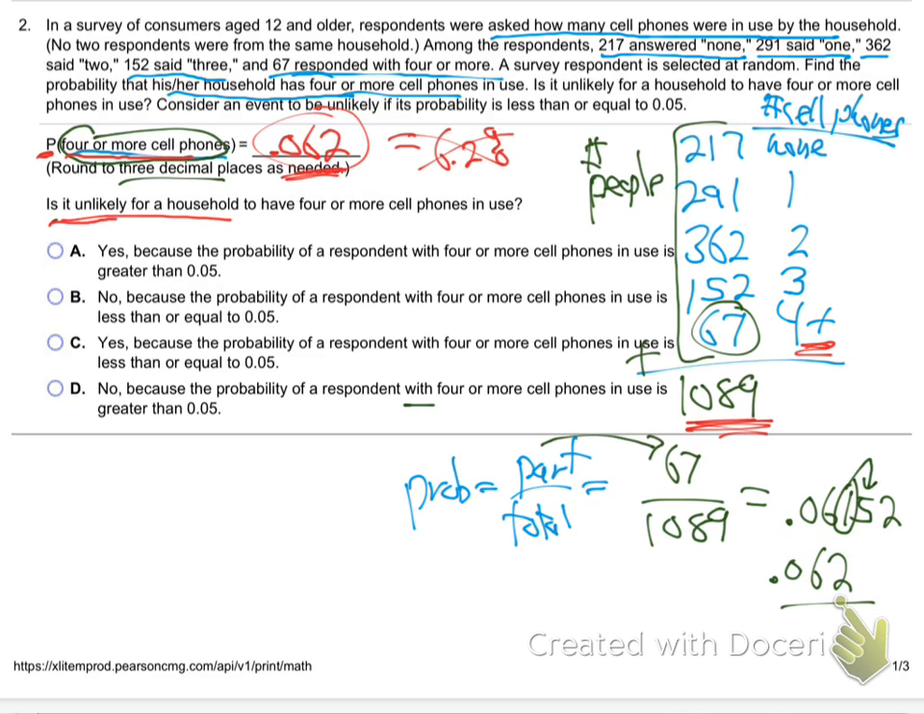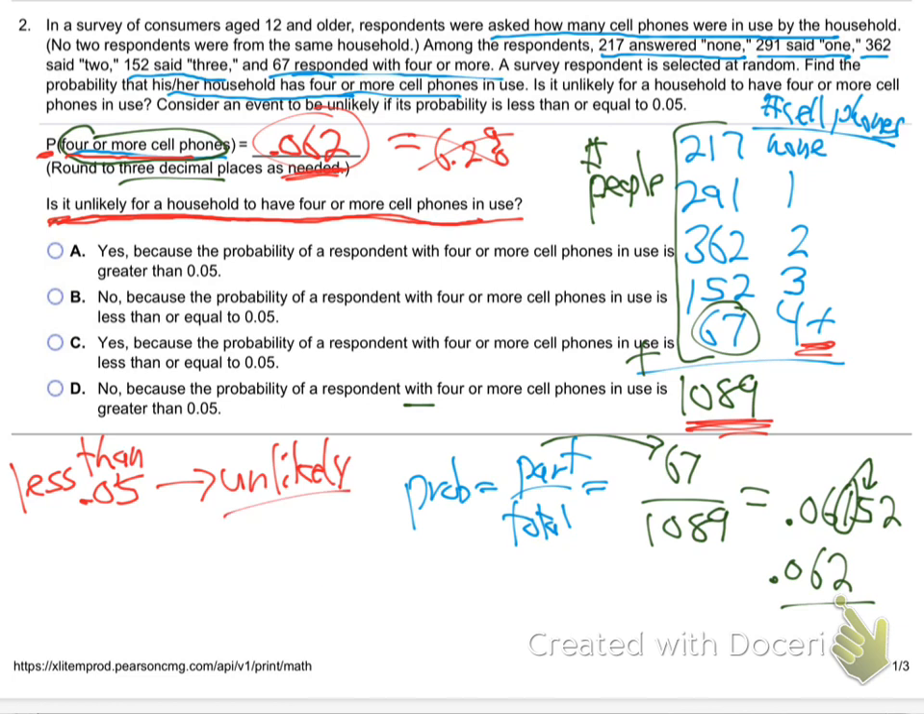All right, next question. Is it unlikely for a household to have 4 or more cell phones? Well, unlikely? I don't know exactly what they mean by that. Usually for unlikely, we mean 0.05. If you're less than 0.05, then we say that's unlikely. If there's less than a 5% chance of something happening, that's really unlikely.